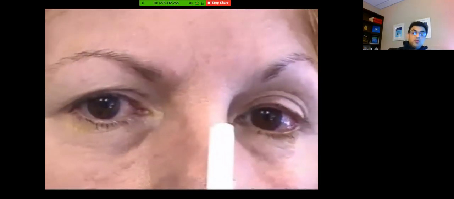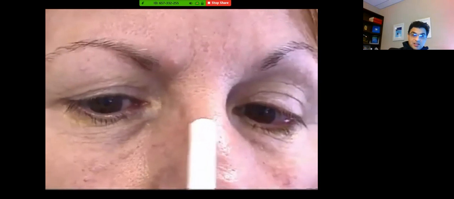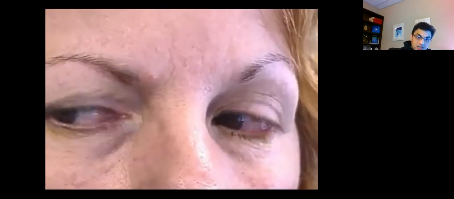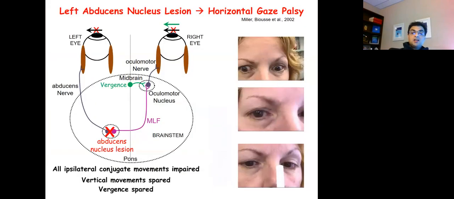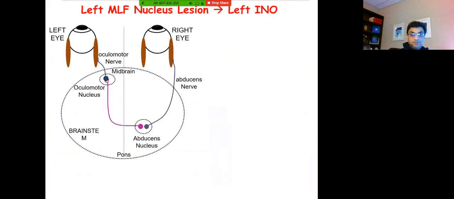Okay, good. So what this tells us is if there is a lesion in the abducens nucleus, as you can see here, the oculomotor nucleus and the vergence circuit are still spared. As a result, the eyes can have vergence, but they cannot have horizontal conjugate gaze. And this is a classic example of horizontal gaze palsy because of a left abducens nucleus lesion.